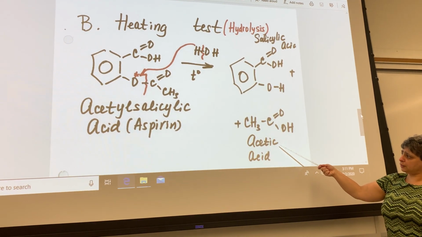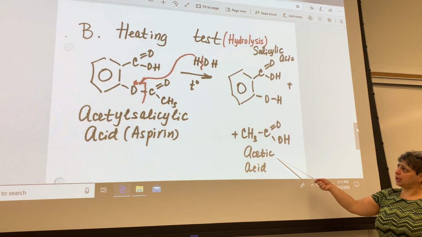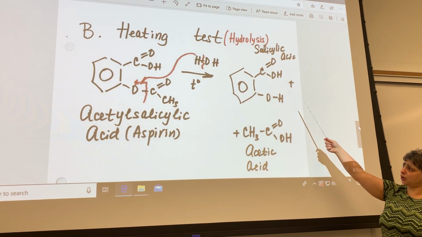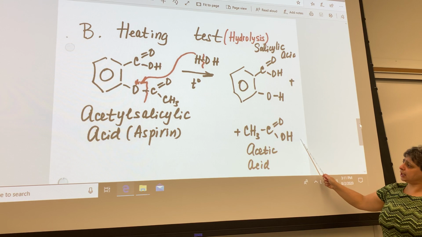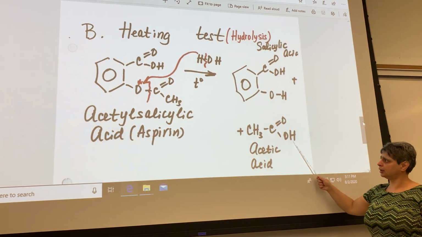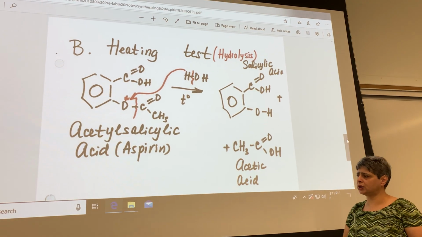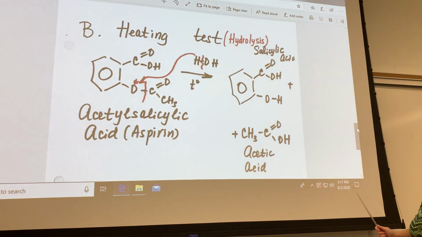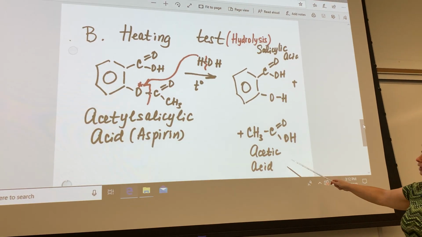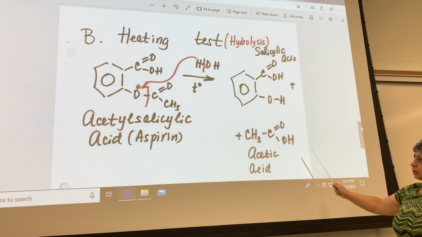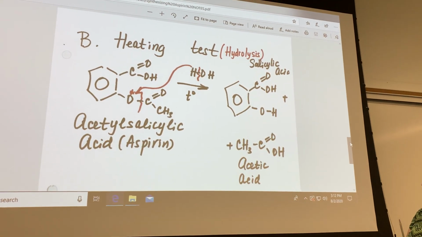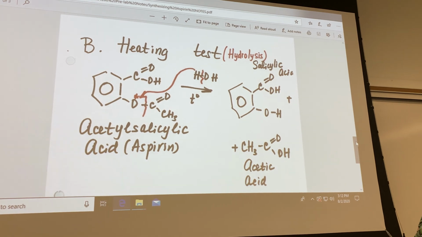And so acetic acid being produced allows you to tell that hydrolysis is occurring by smelling the test tube contents, because acetic acid, of course, has this unmistakable vinegar-like smell. And so by smelling the heated aspirin and detecting a vinegar-like smell, you can basically assert that hydrolysis has indeed taken place.